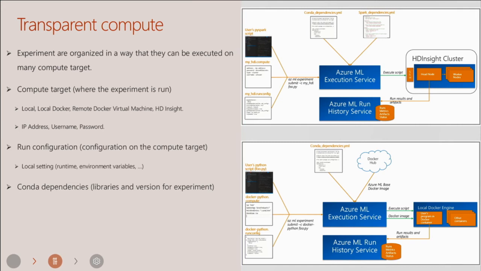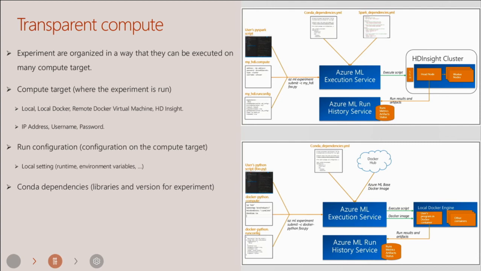Now, regarding the transparent compute, I want to take a little bit of time to talk through it because it can be a bit confusing at first. We have 3 files that are important: the compute target, the run configuration, and the conda dependency. The compute target is the file that actually defines where your compute is. So you will give the IP of your virtual machine or your HDI cluster head node. You will give your username, you will give your password, and we'll use that. And by the way, we encrypt everything, so you don't have a security issue about that. And then we use that to connect to the machine and submit a job.